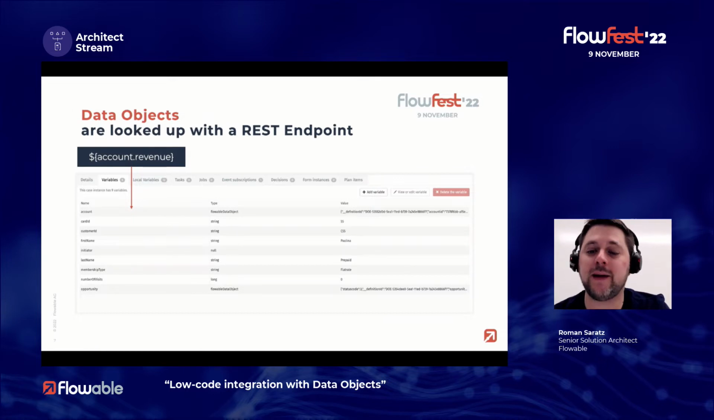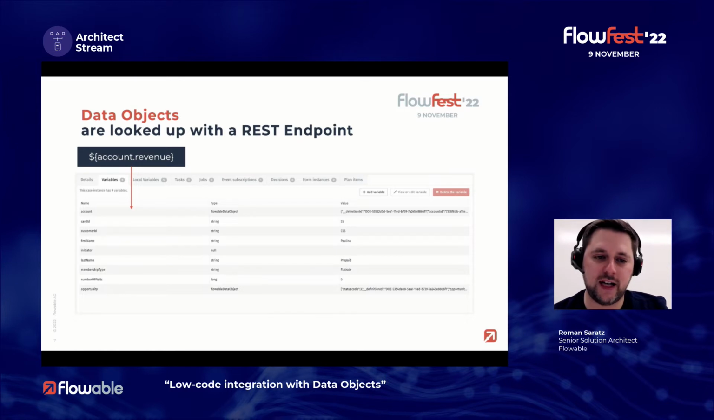Now we want to do the same thing with the REST data object. For the expression, there is not much of a change. You can still do ${account.revenue}. And because account is a data object, as you can see here in the type of the data object, our system will automatically know that this data is not stored in Flowable directly, but within an external system that can be connected to with REST.